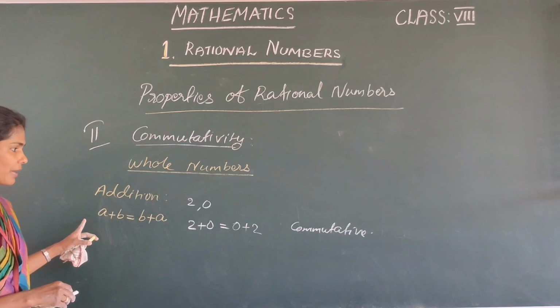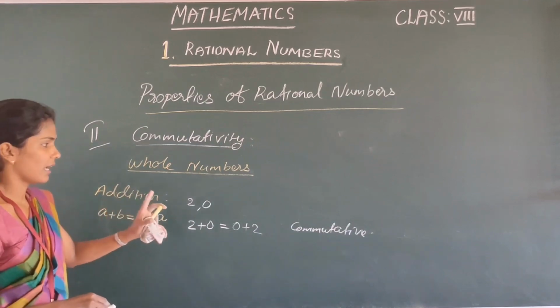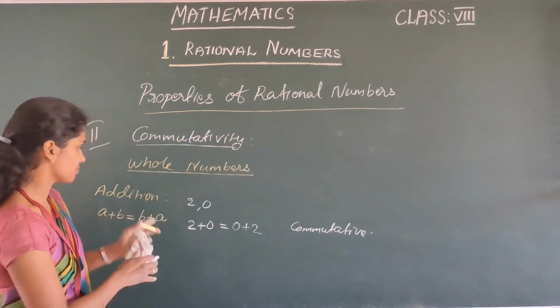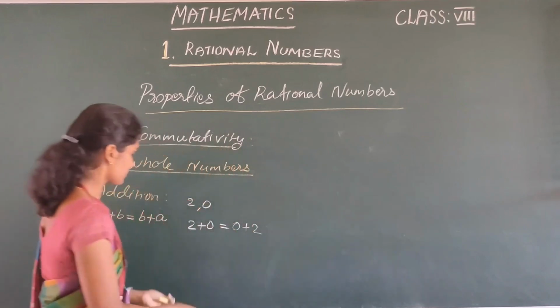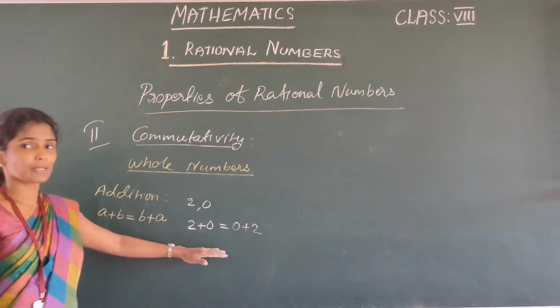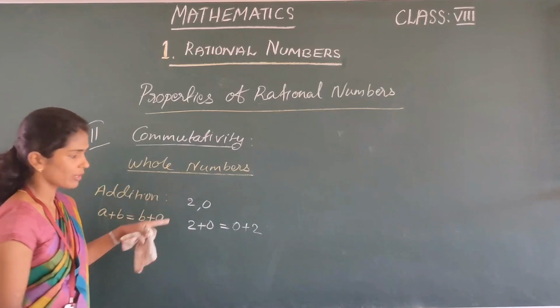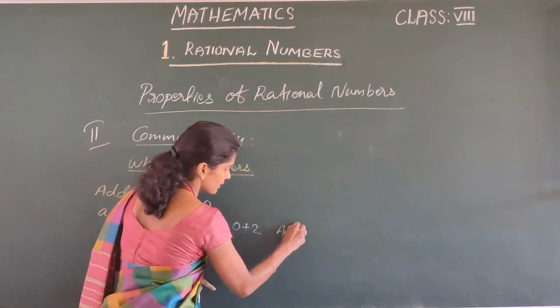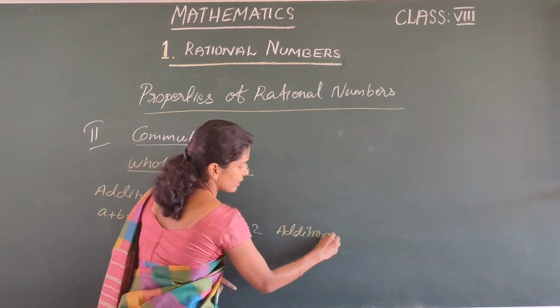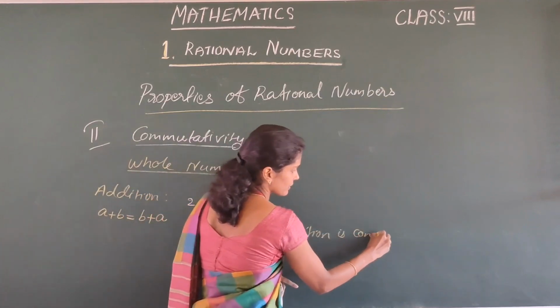In the case of addition, whole numbers, here 2 plus 0 equal to 0 plus 2. So in the case of whole numbers, addition is commutative.